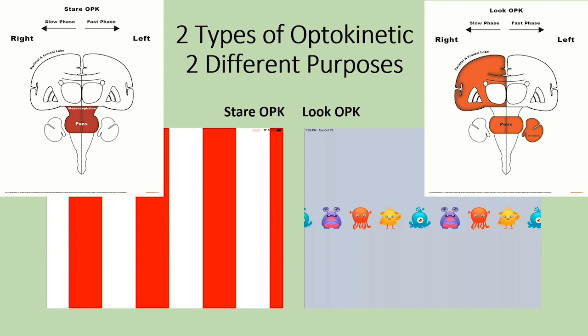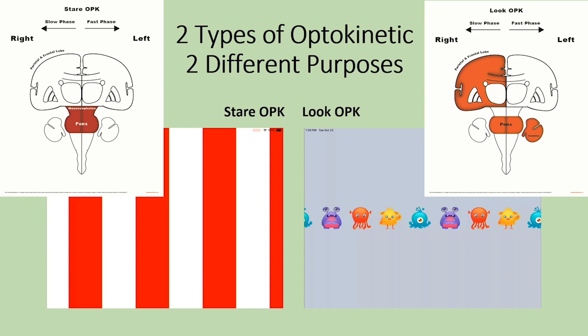Stereo PK, local PK. The difference is stereo PK is that reflex that we talked about, where there are no instructions to the patient. And it activates the pons and the mesencephalon on the horizontal plane. On the vertical plane, it's mesencephalon only, okay?